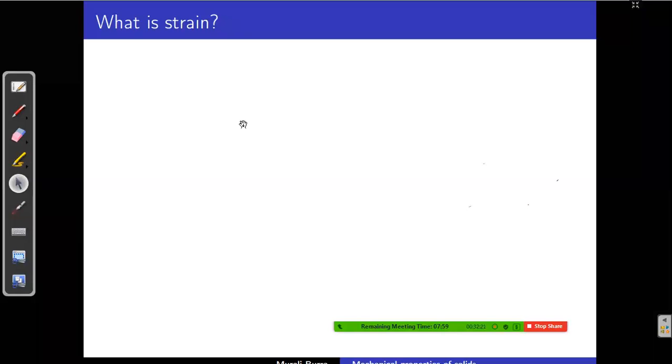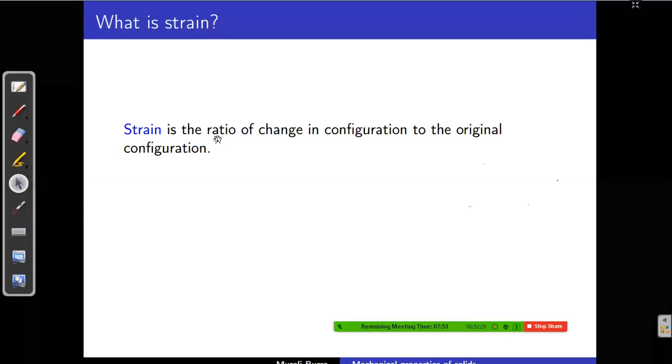what is strain? As I said, stress and strain, two things we are going to discuss in this. Strain is the ratio of change in the configuration to the original configuration. If length is changing, change in length by original length. If area is changing, change in area by original area. If volume is changing, change in volume by original volume. Like that we will be taking. General definition I am giving: change in the configuration to the original configuration, we are calling it strain.